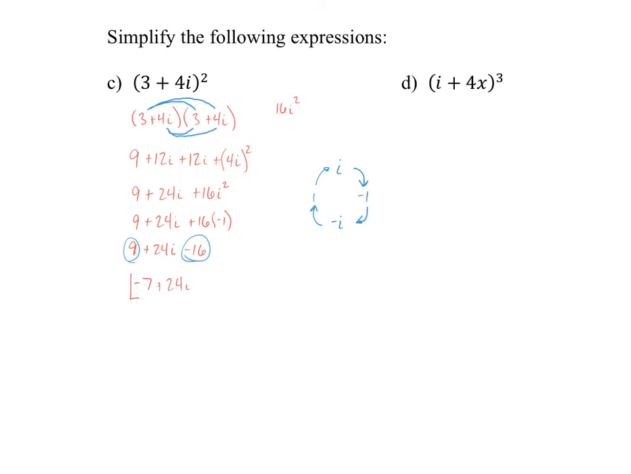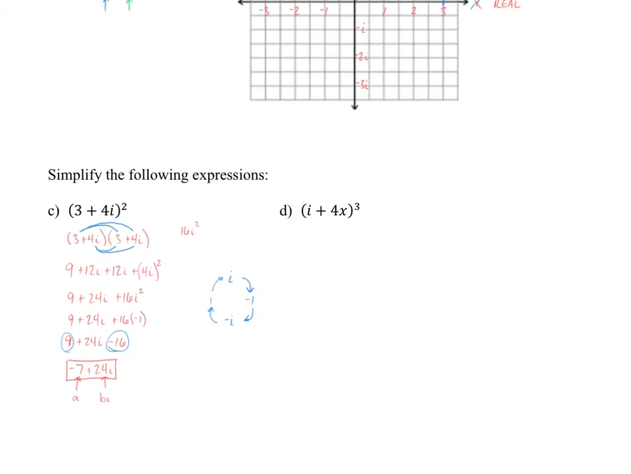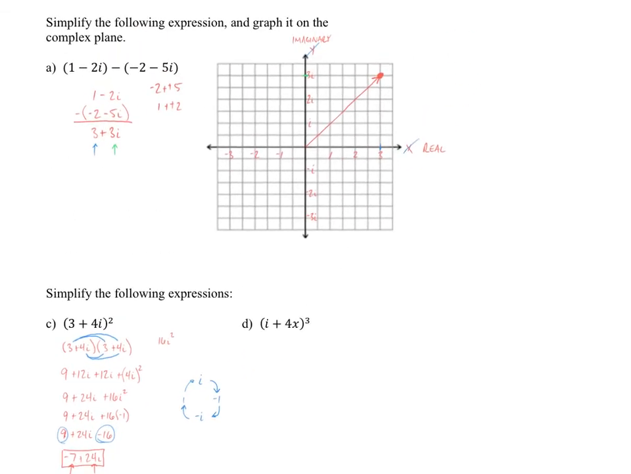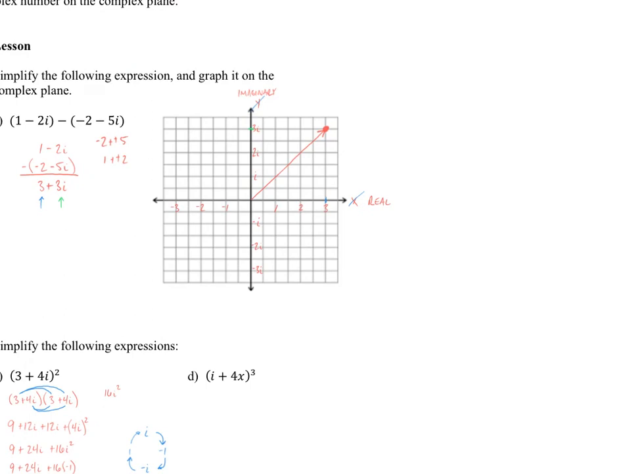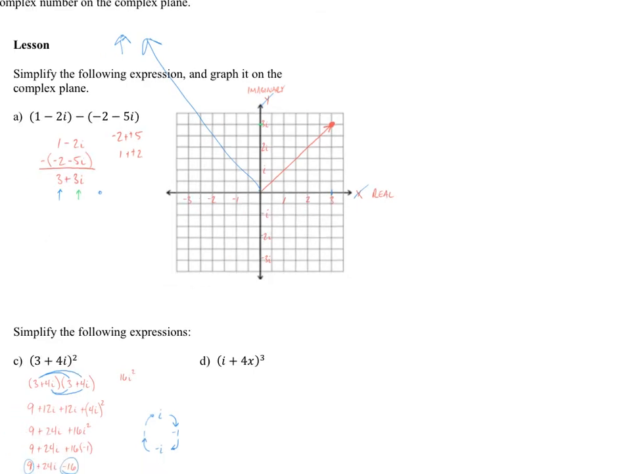And now I'm done. I have a complex number as my solution, with my real component being -7 and my imaginary component being 24i. And I could graph this. Right? I could take this right over here. -7 plus 24i. -7 would be way out here. 24i would be way up there, even further. And I would draw a ray up to that point. I don't want you guys to graph it, but I could graph this if I had to.